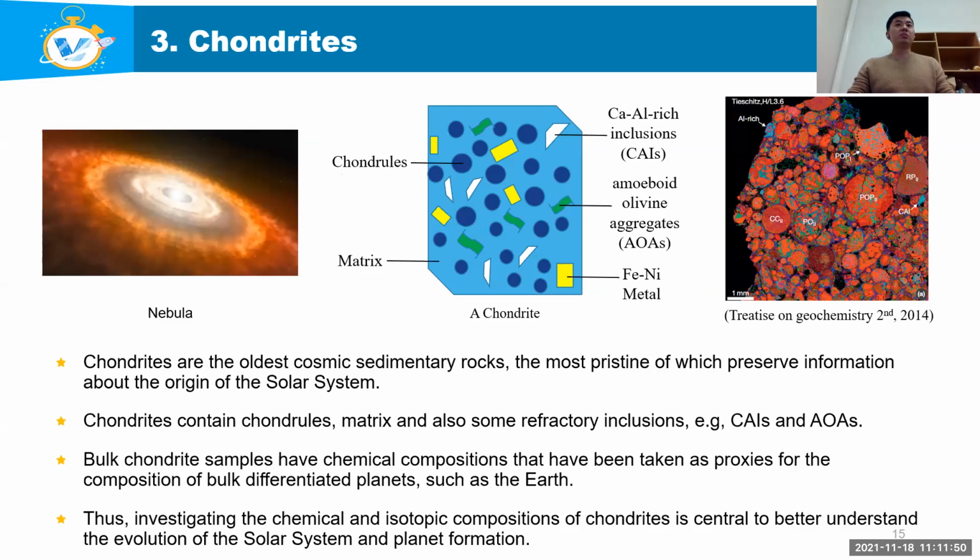Chondrites are the oldest cosmic sedimentary rocks, and the most pristine of which preserve information about the origin of the solar system. Chondrites contain chondrules, matrix, and also some refractory inclusions, like CAIs and AOAs in the middle figure. Bulk chondrite samples have chemical compositions that have been taken as proxies for the composition of bulk differentiated meteorites, such as ours. Thus, investigating the chemical and isotopic compositions of chondrites is central to better understanding the evolution of the solar system and planet formation.